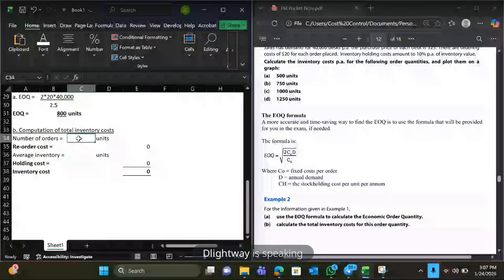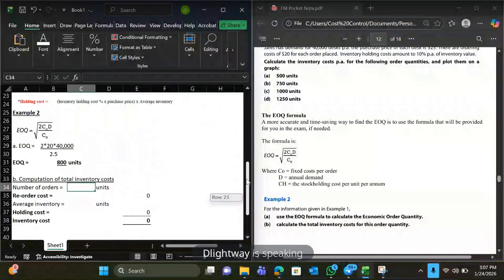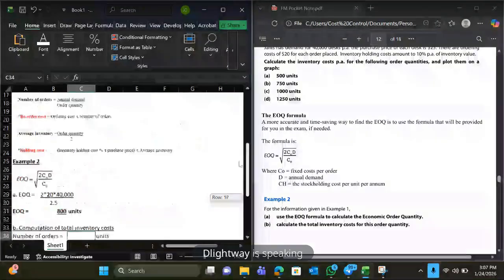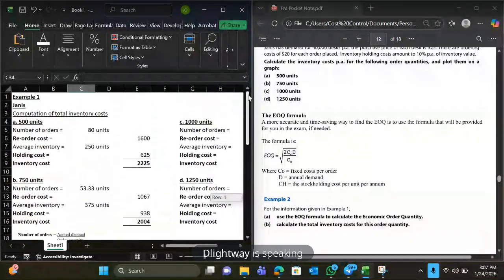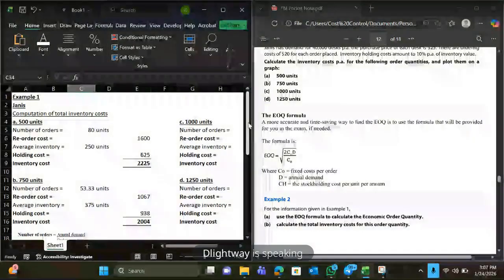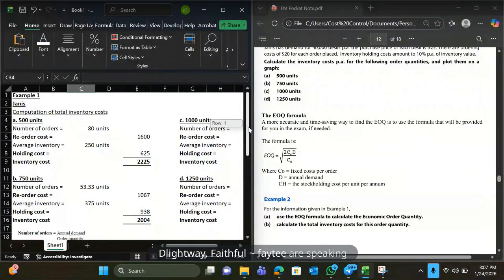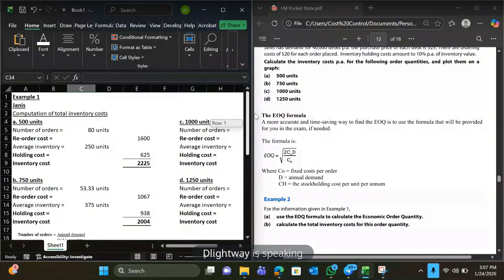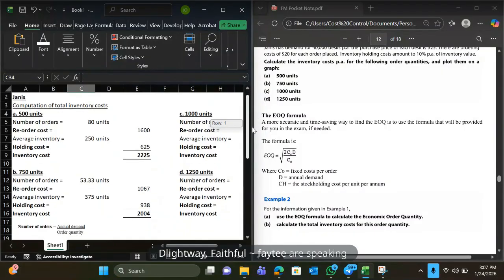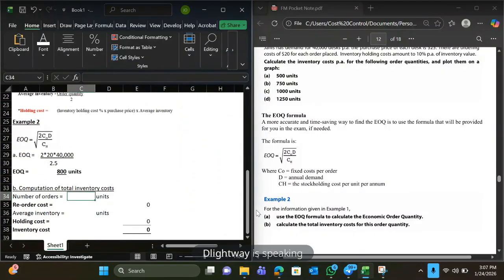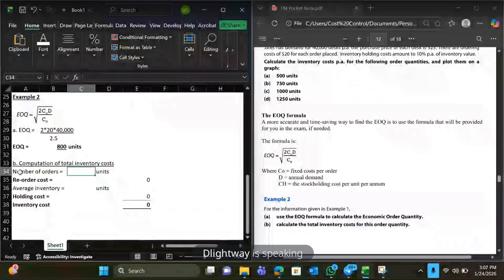So let me just explain the course of view a bit. We've been tracing inventory all this while, so I'll do a quick recap. Inventory is a part of our working capital. Like I told you, working capital comprises all the current assets and current liabilities, and one of the current assets is our inventory. To arrive at the inventory cost incurred, you need to compute your reorder cost and your holding cost.